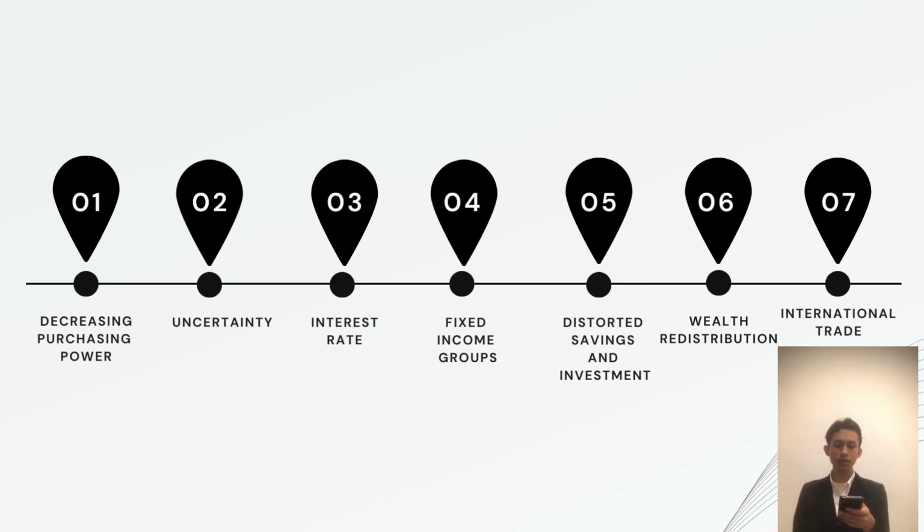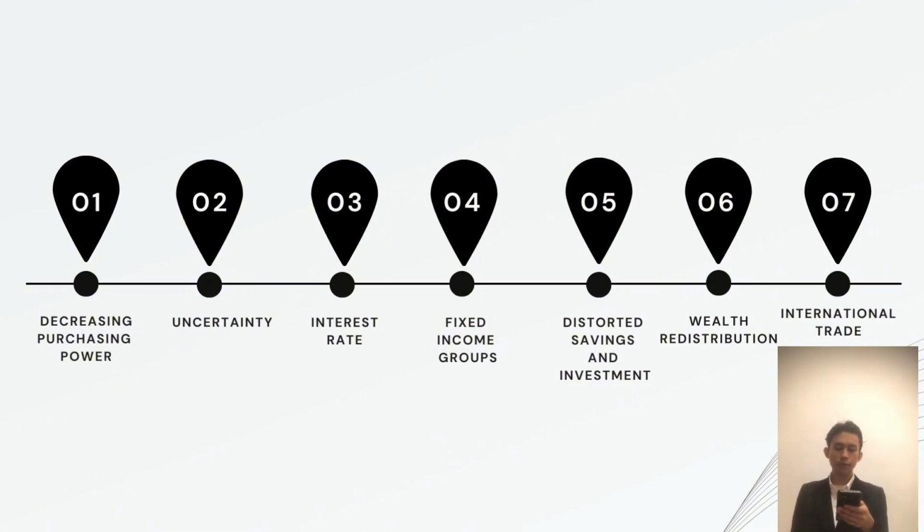Number 3 is interest rate. A central bank may respond to high inflation by raising interest rates to curb it. Higher interest rates can increase the cost of borrowing, reducing consumer spending and business investment.